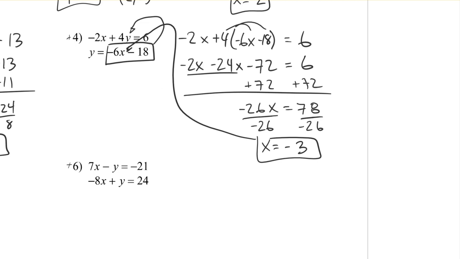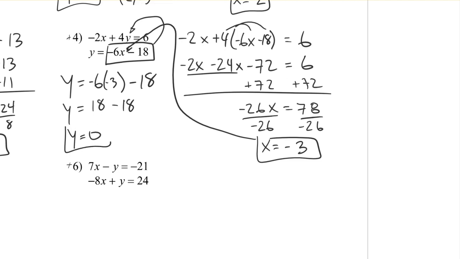Now we're substituting that into this other equation for x. y equals negative 6 times x minus 18, substituting in a negative 3. So negative 6 and negative 3 make positive 18, minus 18 equals 0. That's fine that y equals 0, so our point of intersection is negative 3, 0. So that's on the x-axis.